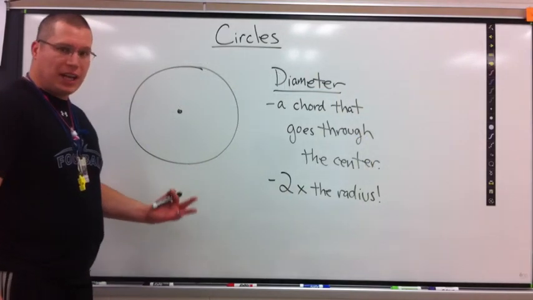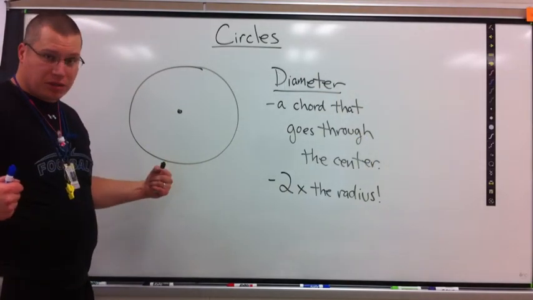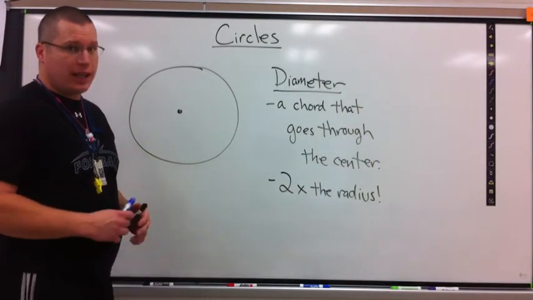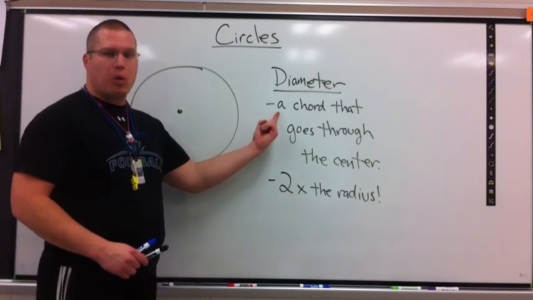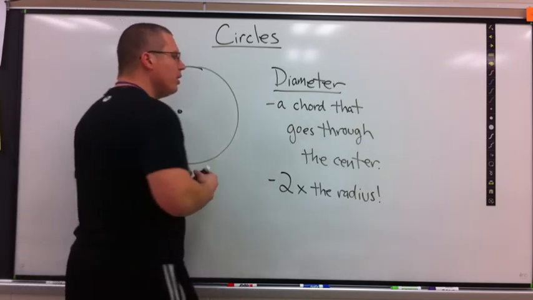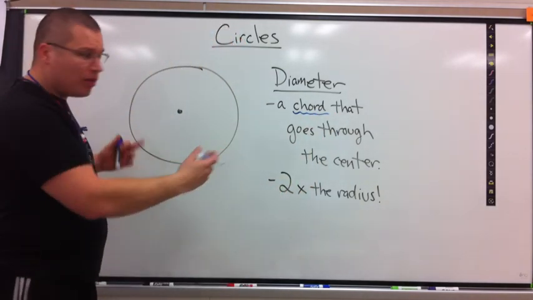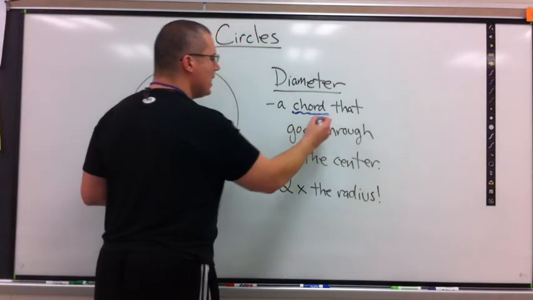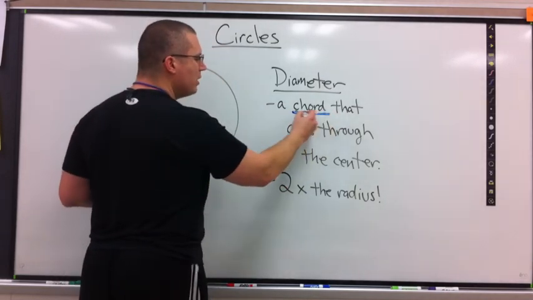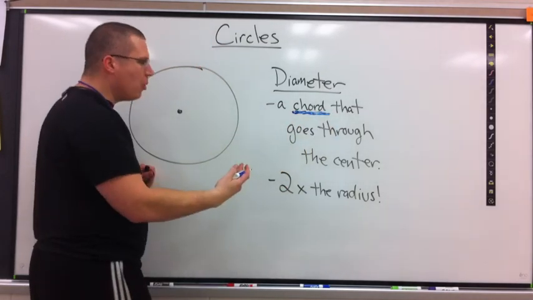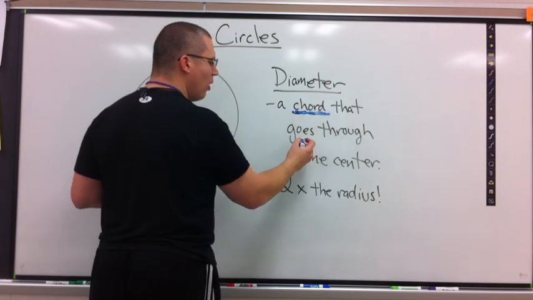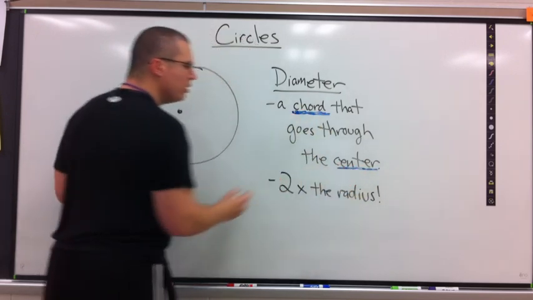The last term is the diameter. We know the diameter is the distance across a circle. Technically, its definition is it's a chord. Why is it a chord? Because where are its endpoints? That's right, they're on the circle. The difference, why it's not just a regular chord, is it's a special chord. It is special because it also includes the center.